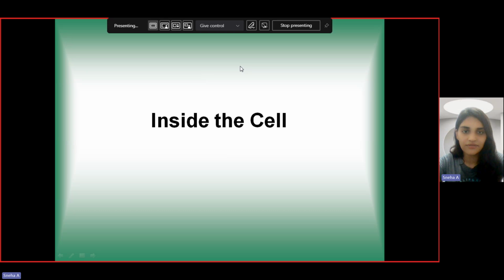Is it clear? Yeah. Now, what is inside the cell? We all know what is inside the cell. There are certain structures inside the cell. Those are mitochondria, lysosomes, Golgi apparatus, endoplasmic reticulum, and so on. All right. So these are certain structures which are present inside of the cell.